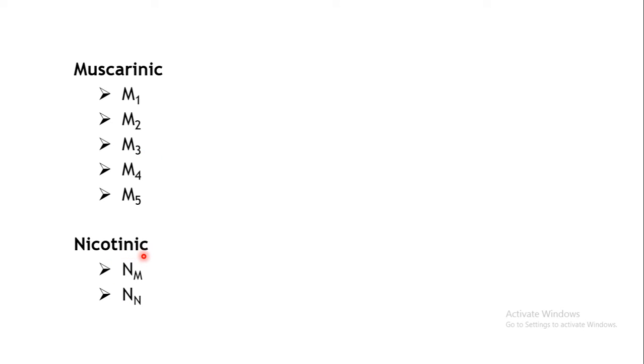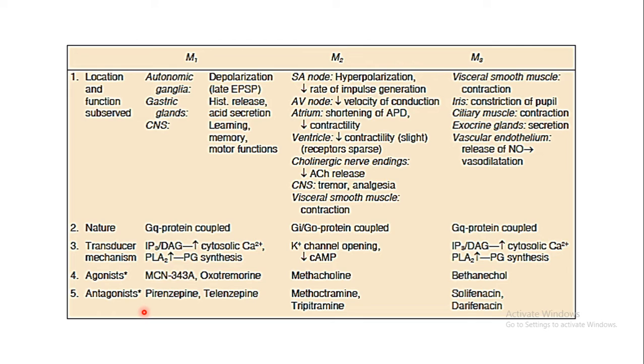And this nicotinic receptor is divided into 2 subtypes. It is denoted as capital N for nicotinic receptor. Earlier they were known as N1 and N2, but later on, based on their specific location, they were renamed as NM and NN. NM are those nicotinic receptors which are present on the skeletal muscles, and NN are those which are located on the autonomic ganglia. So this is how they are subclassified based upon their location and their transducer mechanisms.